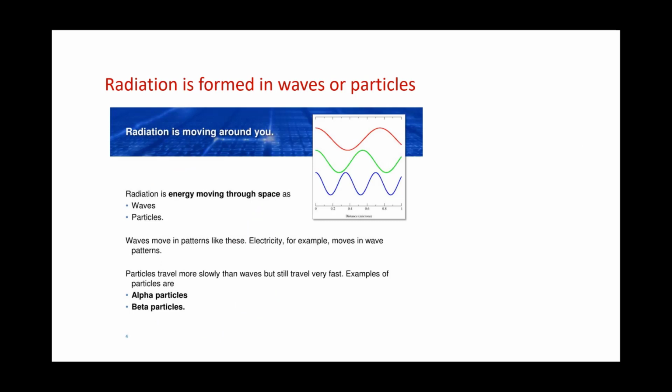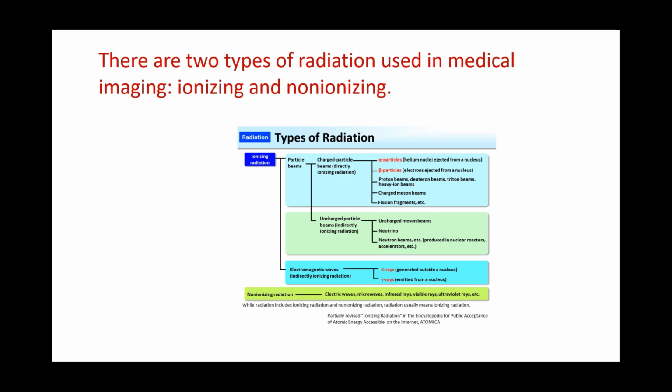Radiation is formed in waves or particles. Radiation is energy moving through space. When talking about radiation used in low-dose medical imaging, there are basically two types of radiation that we look at. One is ionizing and one is non-ionizing. The non-ionizing radiation is considered harmless, and the ionizing radiation has the potential to do biological damage.